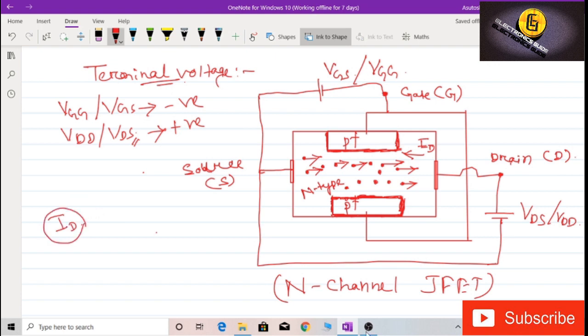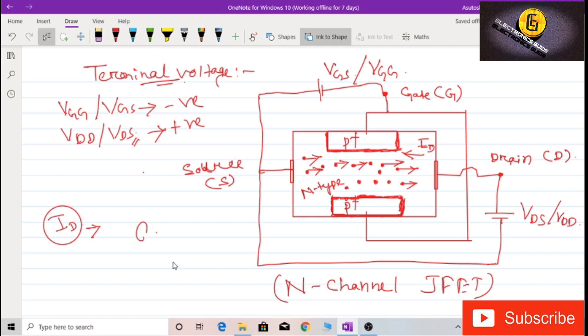The current ID is only due to the majority carriers present in the n-type substrate, that means electrons. As the ID consists of only one type of carrier, JFETs are popularly known as unipolar devices. Unipolar means only a single charge carrier is responsible for current conduction.